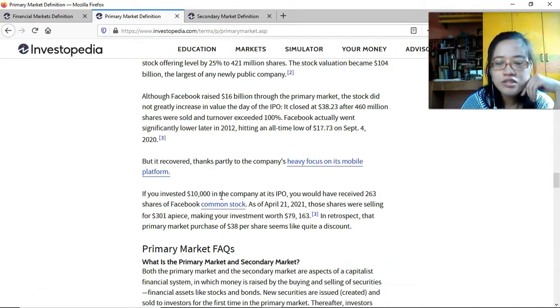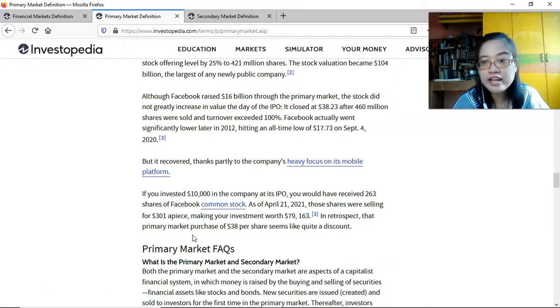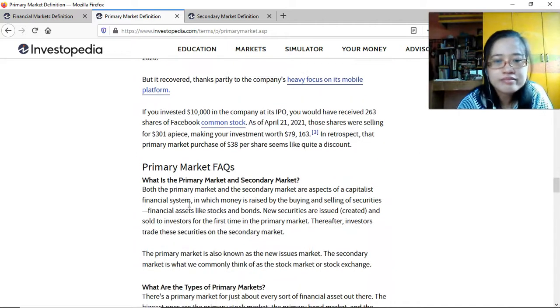If you invested $10,000 in the company at its IPO, you would have received 263 shares of Facebook common stock. As of April 21, 2021, those shares were selling for $301 apiece, making your investment worth $79,163. Okay, in retrospect, that primary market purchase of 38 per share seems like a discount, right?